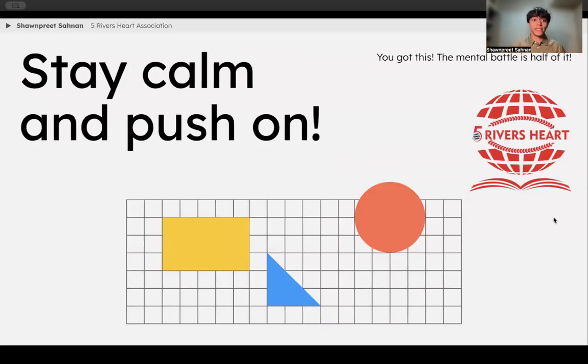So that's all I've got for you guys today. Thank you very much, and stay calm and push on. The mental battle really is half of it. I'm not kidding, it's so hard to push through. And if you're here, you're studying for the MCAT, pat yourself on the back. It's a hard process, and good luck on keeping on going.